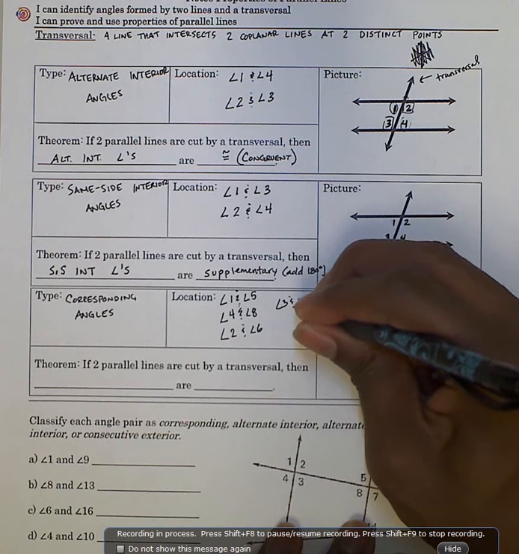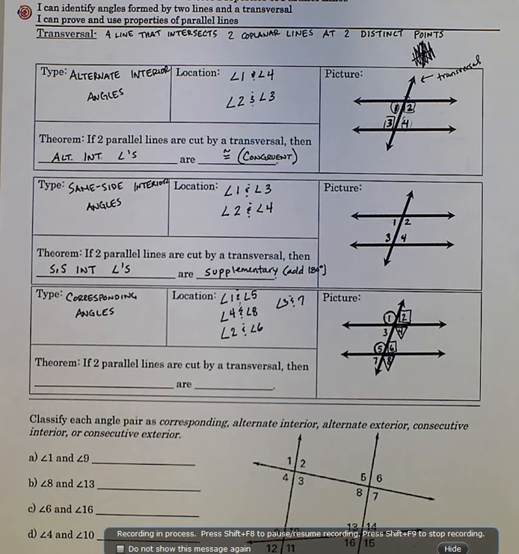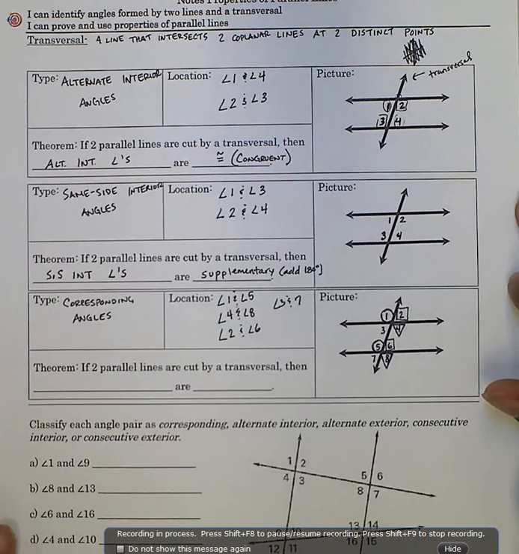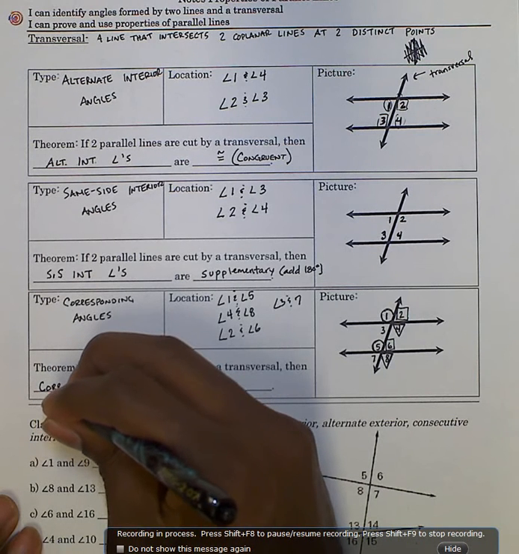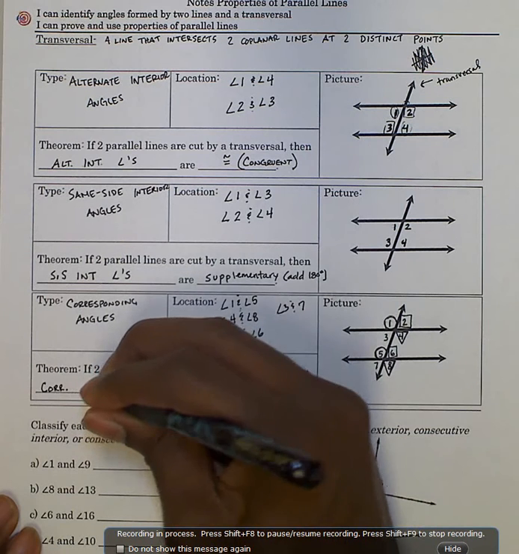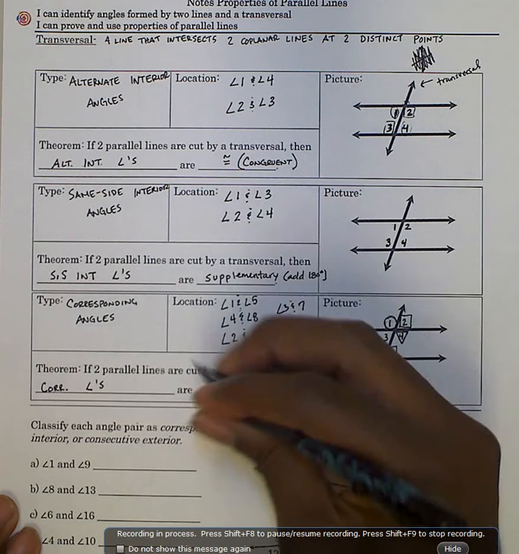Okay. And so with these corresponding angles, our theorem goes, if two parallel lines are cut by a transversal, then their corresponding angles are congruent. Corresponding angles are congruent.